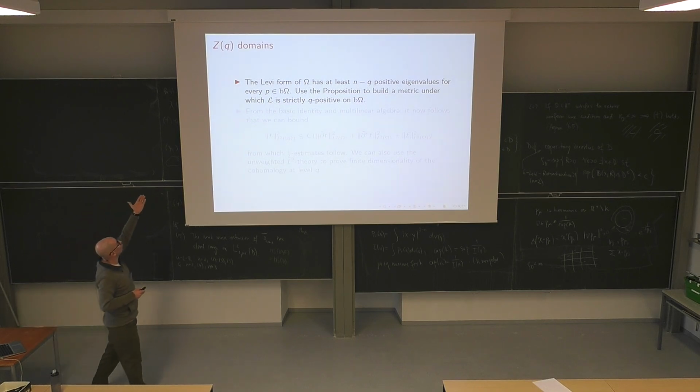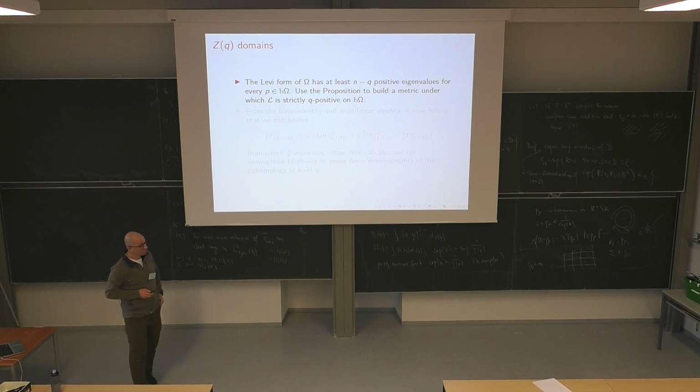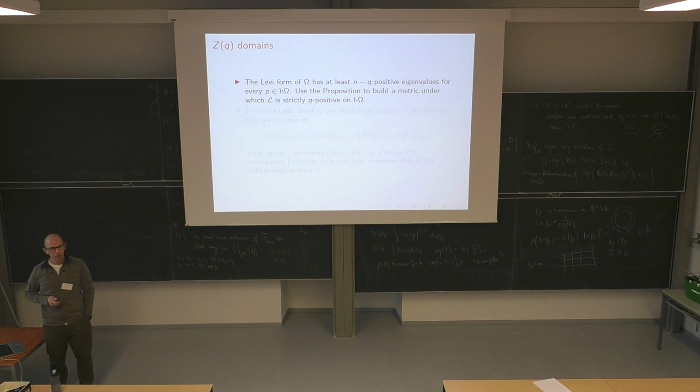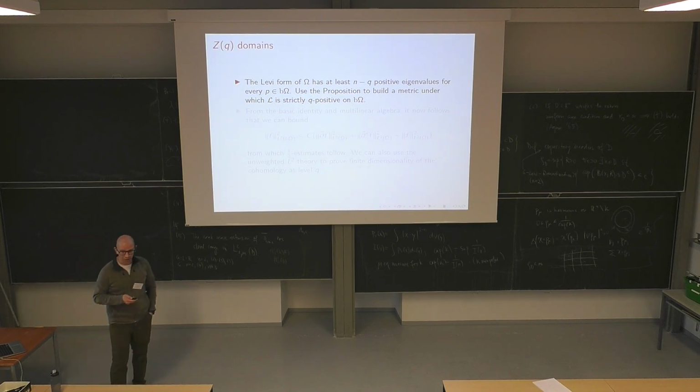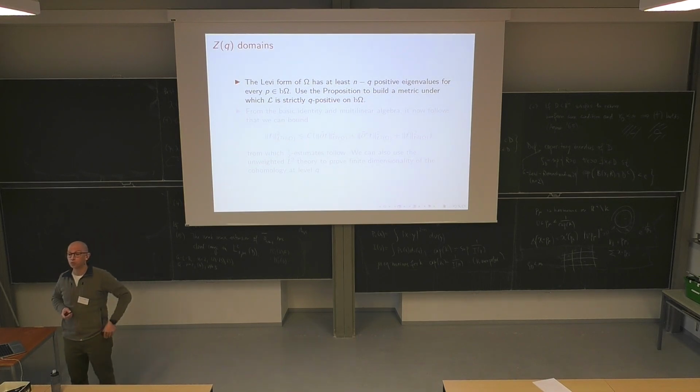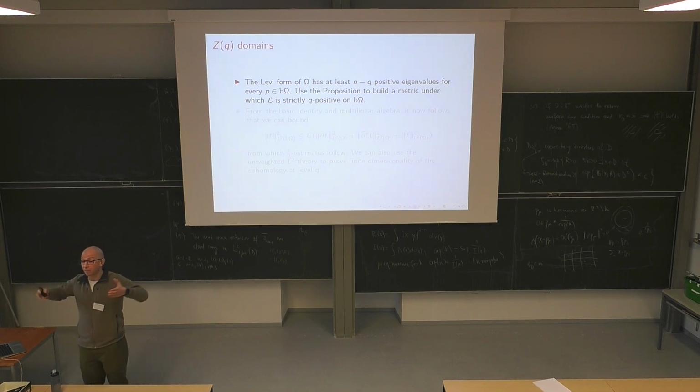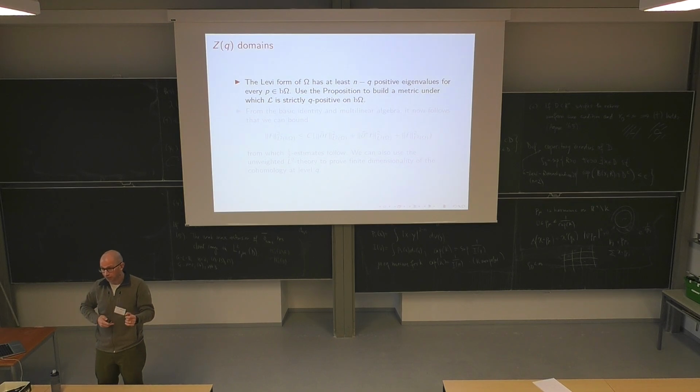So what we do for ZQ domains, the Levy form has at least n minus q positive eigenvalues. We use the proposition to build a metric under which the Levy form is strictly q positive on the boundary. That's why we have this inductive procedure that I glossed over. We basically divide the boundary into steps where we know how many positive and negative eigenvalues we have.